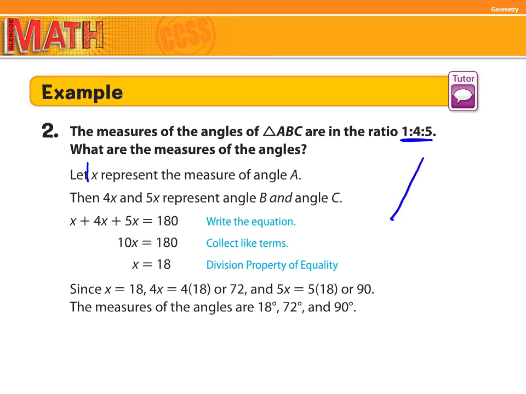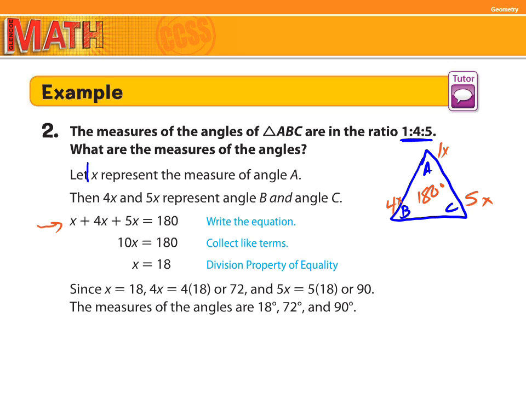Here I can draw a triangle so you can see that. So we have A, B, C. All we know is the ratio is 1 to 4 to 5, so our x's are unknown. We don't know what any of these is, but we know that all together they're going to equal 180 degrees. So we take 1x plus 4x plus 5x. We write that equation equal to 180.